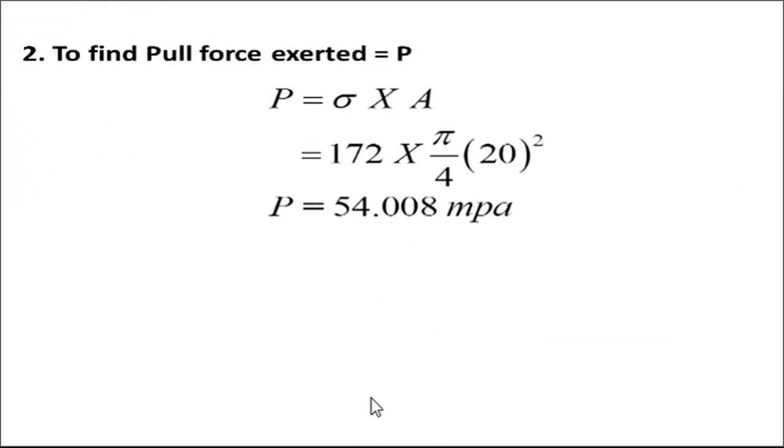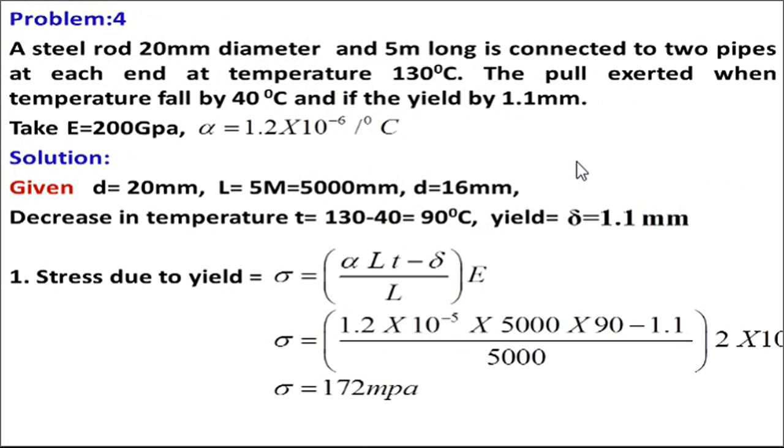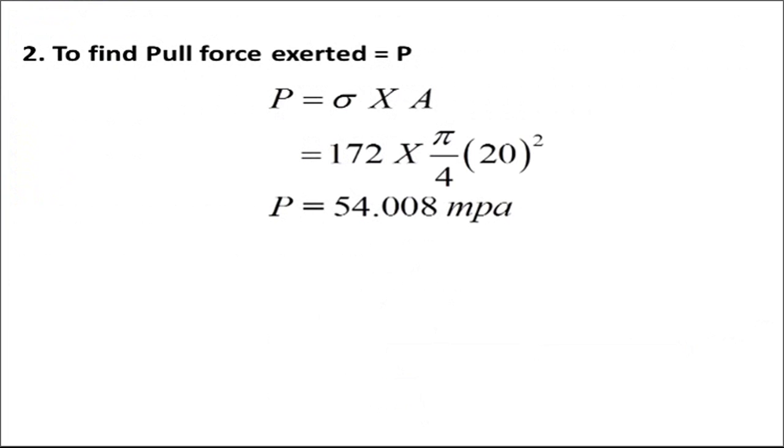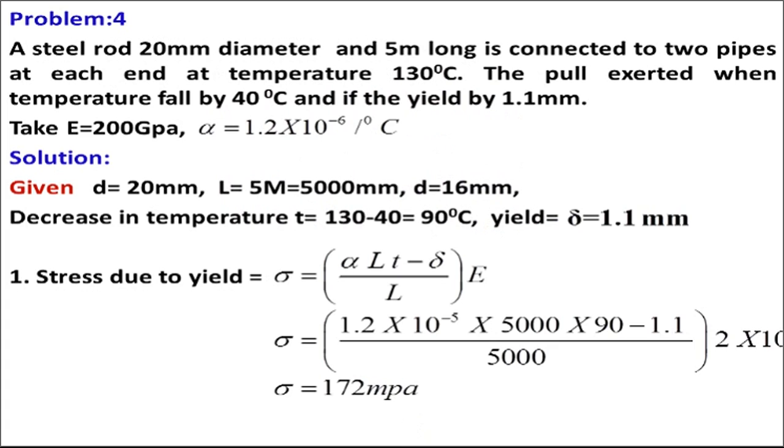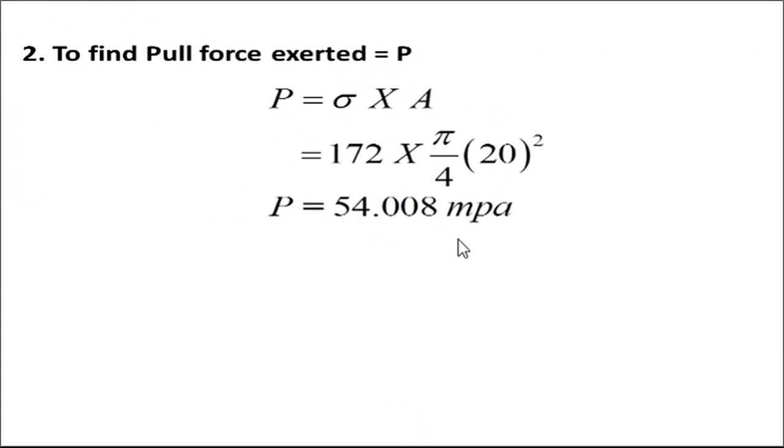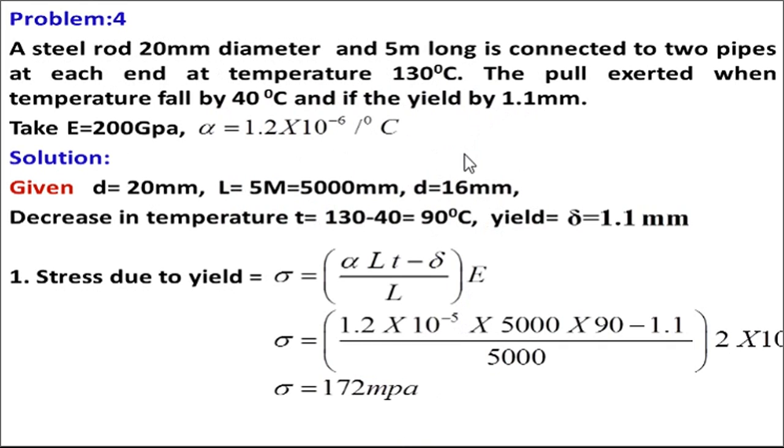Okay, and to find out the pull force, the second thing asked in the problem is the pull exerted when temperature falls by 40 degrees Celsius. Pull means what? Force. Okay, and we know that force is equal to sigma into A, or sigma is equal to P by A. From that equation we can write like this: stress is 172 and area of the rod. Stress we have just calculated, 172. With the area of the rod you will get the total pull force required to have this change in temperature and yield of 1.1 mm.